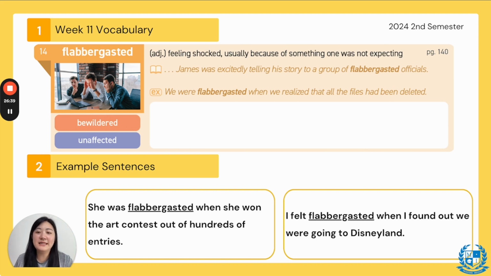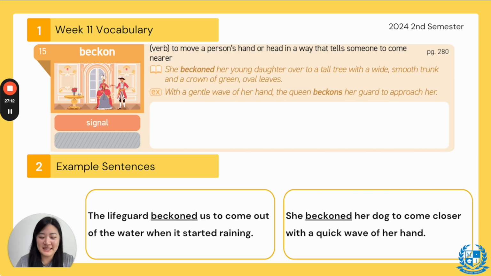Next here, it says she was flabbergasted when she won the art contest out of hundreds of entries. So maybe there were like 500 people who did this art contest and she came out on first place. So she was very shocked in a good way. Next, it says, I felt flabbergasted when I found out we were going to Disneyland. So you're like, what? We're going to Disneyland? Whoa, cool. Flabbergasted. Shocked. Let's move on to our textbook words.